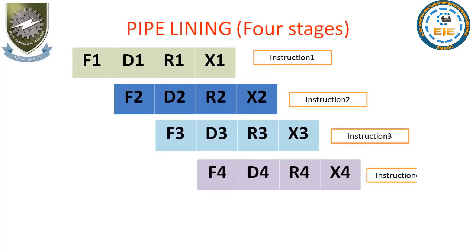This is a pipeline example for 4 stages. You can see instruction 1: in the first cycle the instruction is fetched. If you see the second cycle, the first instruction is decoded. Simultaneously, the second instruction is fetched and kept ready.